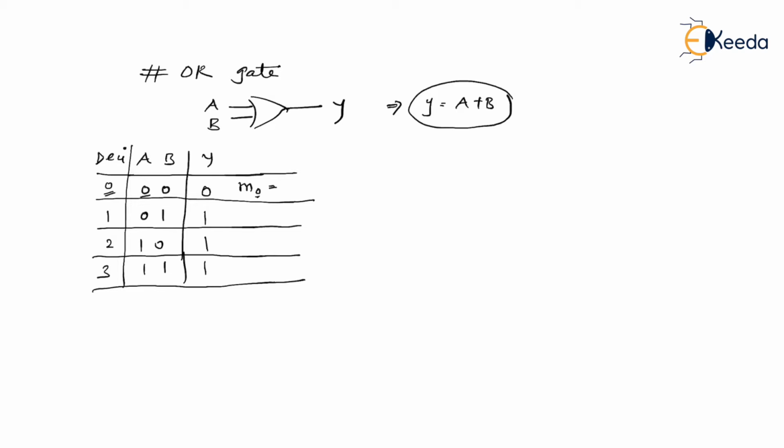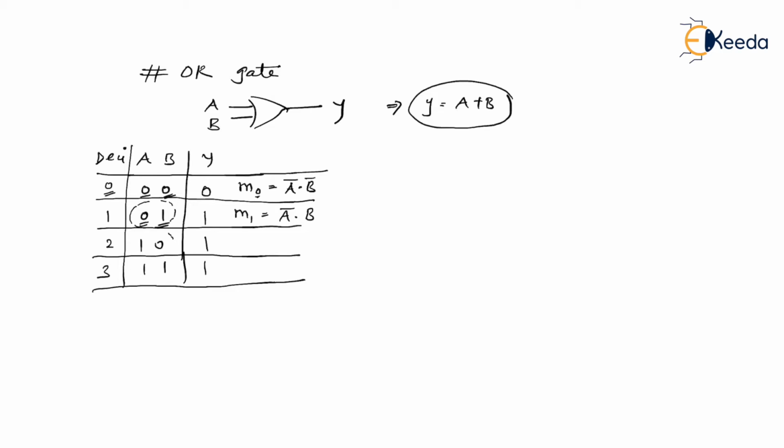For example, now here A is 0, I need to consider A bar. Here B is also 0, I need to consider B bar. Try to understand, A bar into B bar will always result in logic 1, because since A is 0, A bar is 1. Since B is 0, B bar is 1. 1 into 1 results in 1. I hope you understood that. Next, I'm going to write min term 1 here. Now it depends upon the input combination. A is what? 0. Let us consider A bar, dot. What is B? It is 1. Consider the uncomplemented variable only. Again, A bar B will result in logic 1 only.